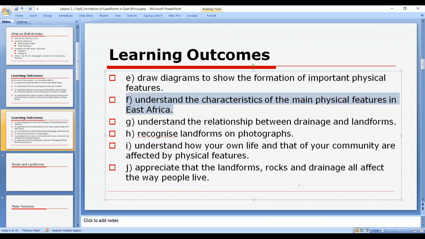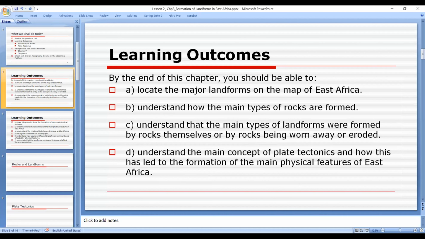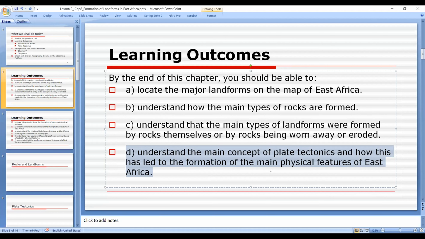What does this mean? When we say a Rift Valley, what does the Rift Valley look like? What does the Rift Valley look like? So I'll expect that. And then the relationship between drainage and landforms, recognize landforms on a photograph, understand how your life is affected. Those we shall talk about at some point, but our main emphasis for today will be on the rocks and then on the concept of plate tectonics, because it helps us to understand the background.